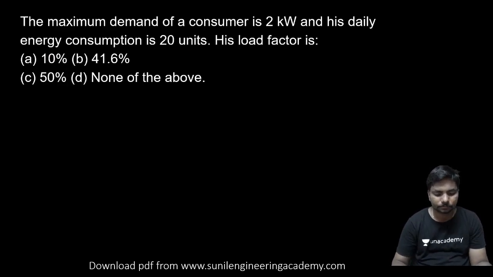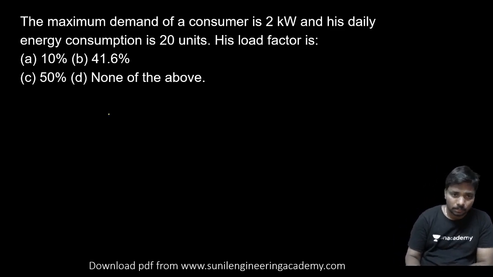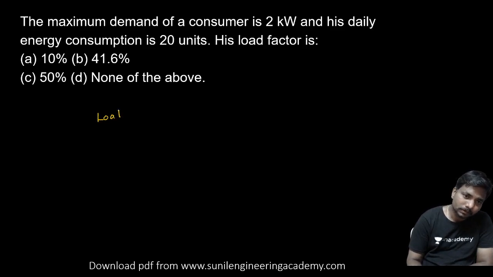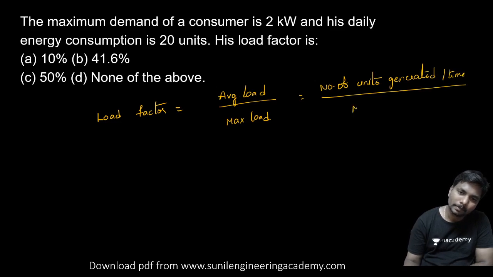Coming to the next one. The maximum demand of a consumer is 2 kilowatt and its daily energy consumption is 20 units. Its load factor is dash. We know the load factor formula. Load factor is equal to average load by maximum load. Average load in the sense number of units generated per particular time by maximum load.